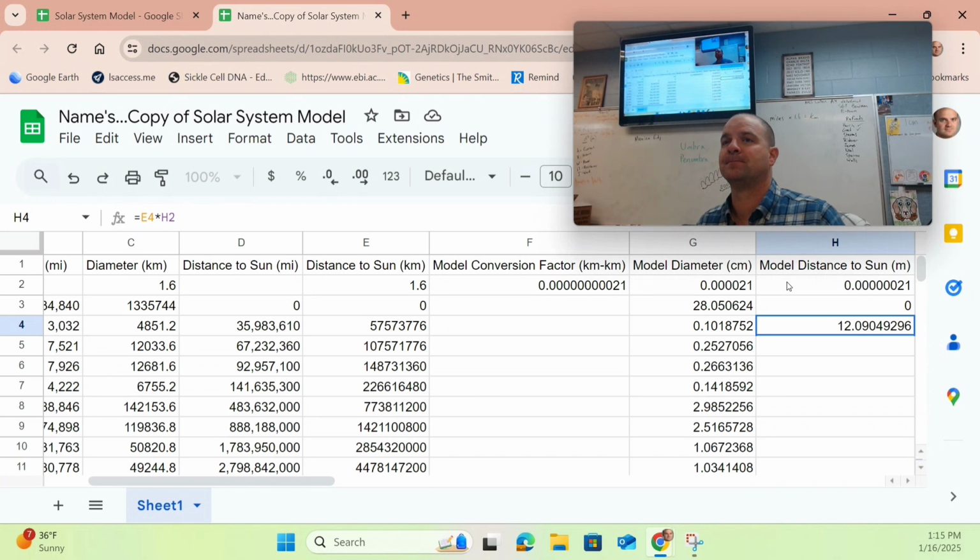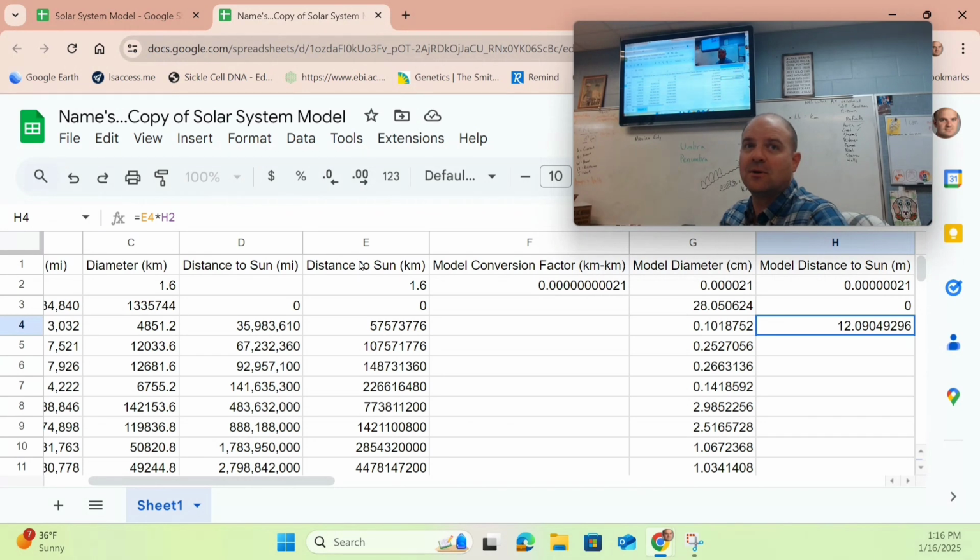Wait, what? Mercury, I got 0. Well, you shouldn't have 0 for Mercury because Mercury is right here. OMG, this is the sun. This is Mercury. I thought we were still doing diameter. Oh my gosh. Wait, we're doing distance to sun, right? Yes. Why is it a different column? For the model. We're doing the model. Look over here. Model distance to sun. Actual distance to sun is here.